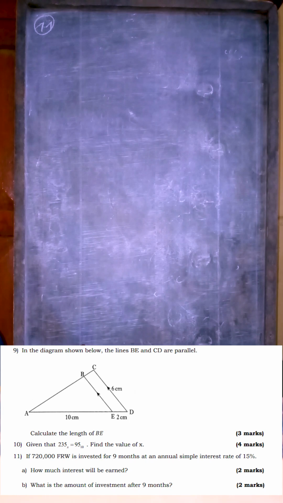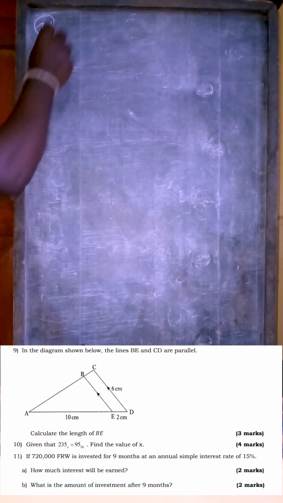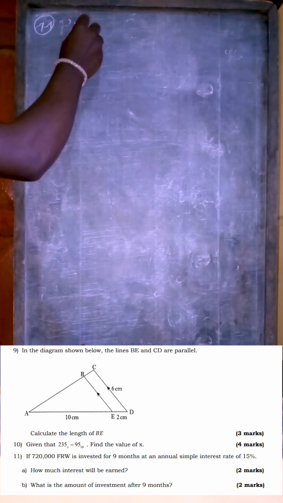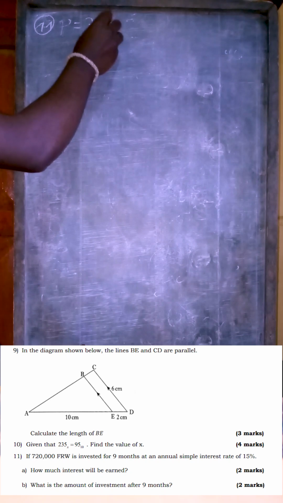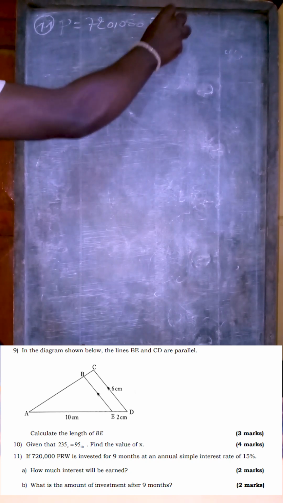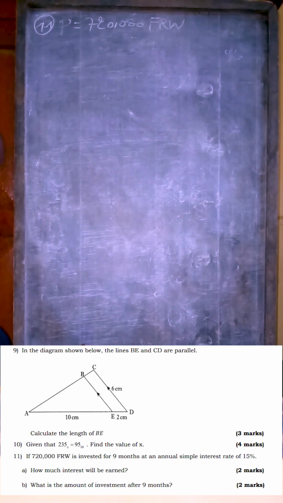Question number 11, it is about the compound interest. It is a simple interest, simply, where we are given the principal. We are given the principal as 720,000 francs. We are also given, this amount is invested for 9 months.